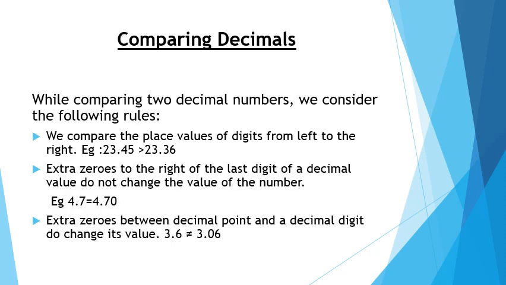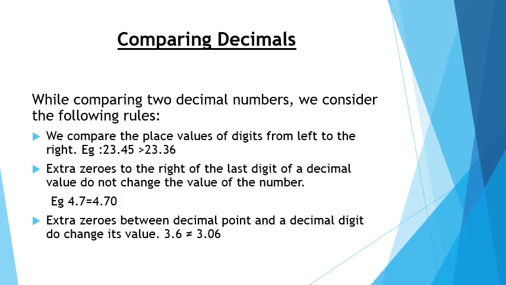Now let's come to the next part, to compare decimals. If we have two decimals, how will we compare these two decimals? While comparing two decimals, we consider the following rules. The first rule is that we compare the place values of digits from left to right. Not the other ways, not from the right to left, but from left to right.